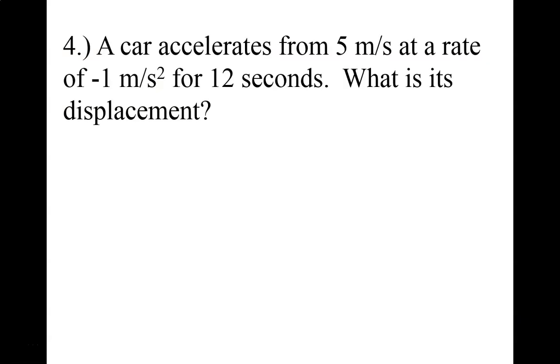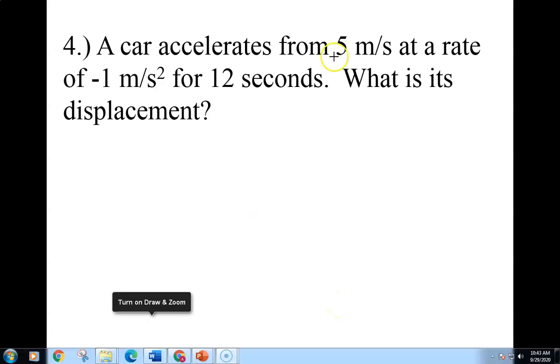Okay, one more example. A car accelerates from 5 meters per second at a rate of -1 meter per second squared for 12 seconds. What's its displacement? This is my v1 again, the velocity I'm starting at. At a rate of -1 meter per second squared: the units are the tip-off, that is my acceleration. And for 12 seconds, seconds tells me that's my t. And what is the displacement? So we're looking for delta x again.